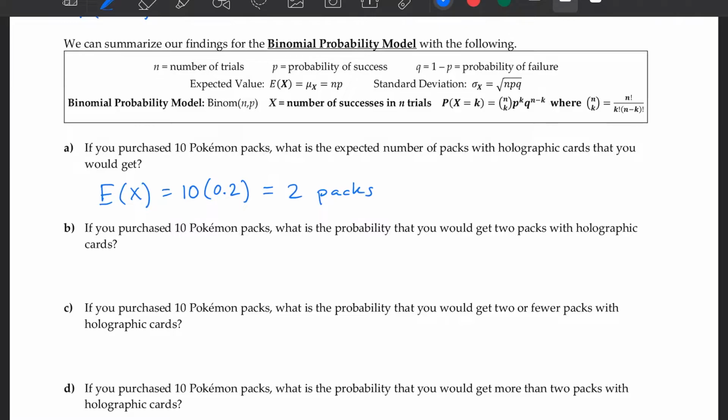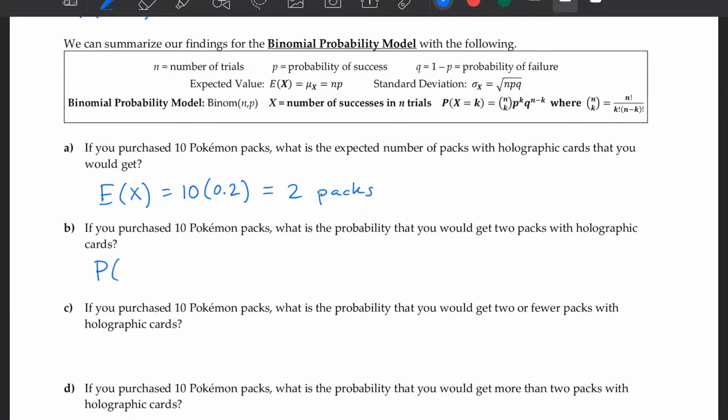All right, let's take a look at part B. So what if we bought 10 packs and we were interested, what's the probability that exactly 2 of those packs had holographic cards? So like that's our expected number, right? But how often does that actually happen? It's not 100% of the time. So how would we do this? Look back at the previous example and write out an expression that would represent this.